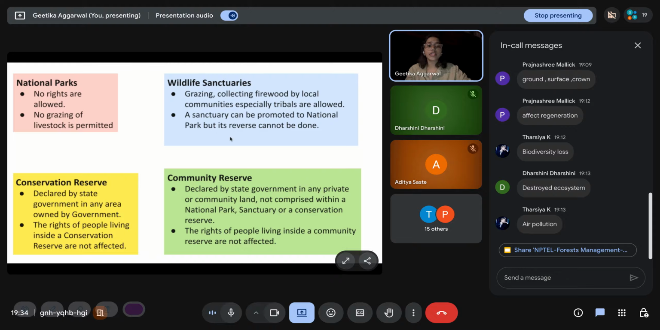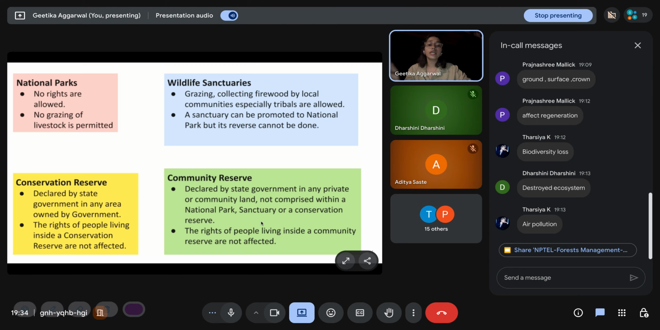For example, in wildlife sanctuaries or in national parks, the rights are completely taken away. Like the tribes cannot even go and graze their cattle, or they cannot collect firewood or anything like that. But that does not happen in a conservation reserve. The rights are unaffected. What is a community reserve? How is it different from a conservation reserve?